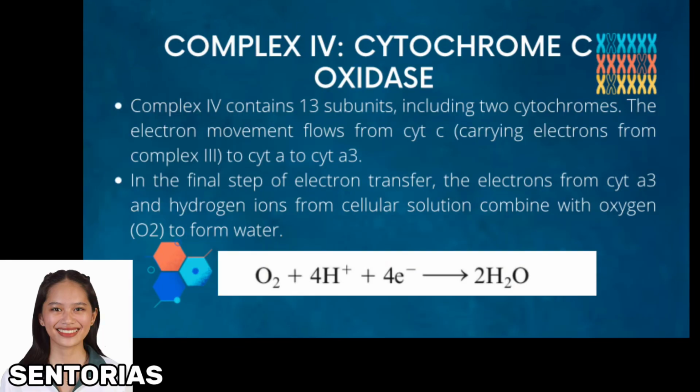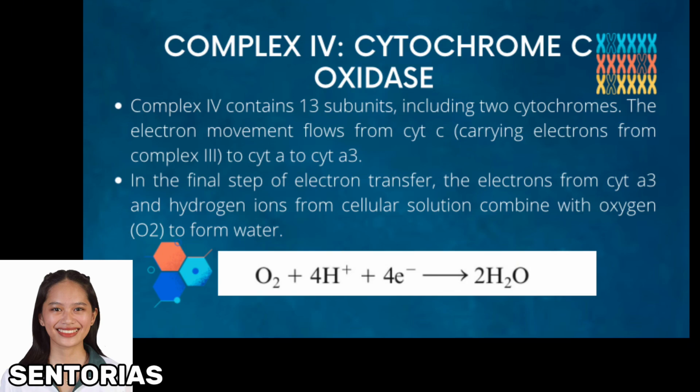Complex 4, cytochrome C oxidase. Complex 4 contains 13 subunits, including 2 cytochromes. The electron movement flows from site C, carrying electrons from complex 3, to site A to site A3.